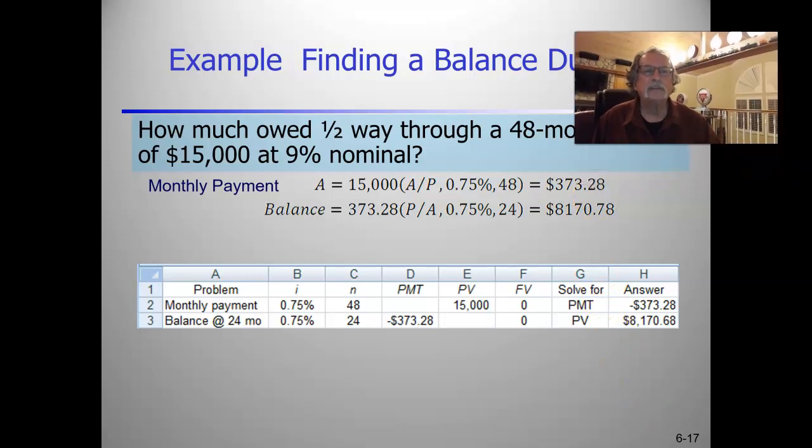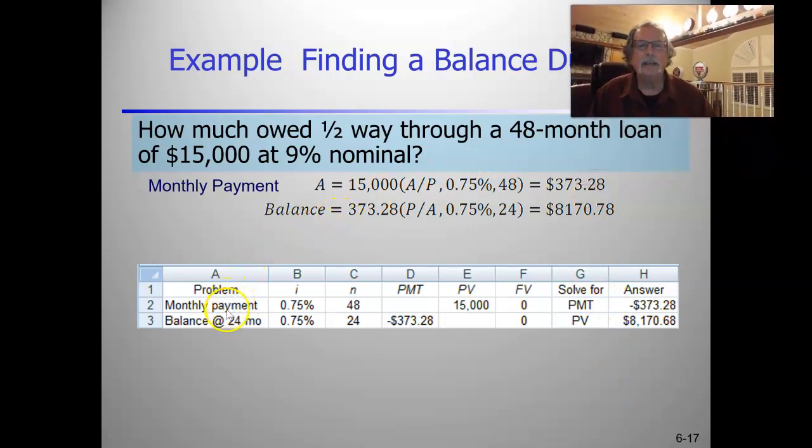Now this slide here shows you how to do it in 2 steps. Basically, we use the payment function to find the monthly payment, and then we use the PV function to find the balance owed after 24 months. So that concludes the lesson, this video lesson on annual worth analysis. Recognize that it's very, very similar to present worth analysis, and the only real difference is a difference in a constant.